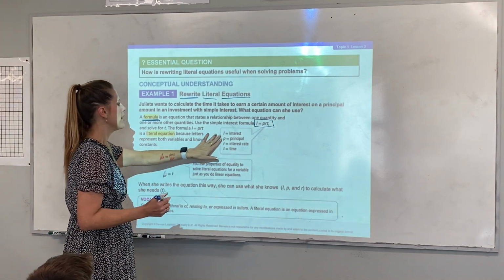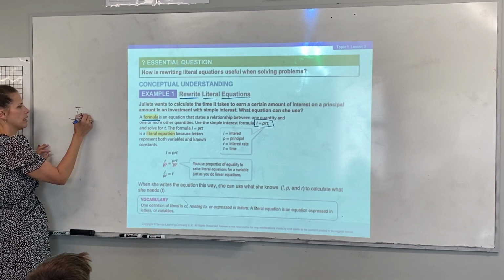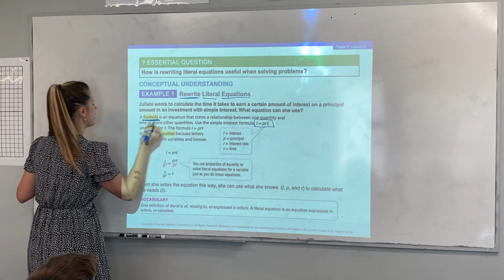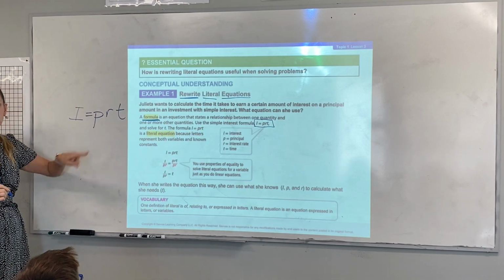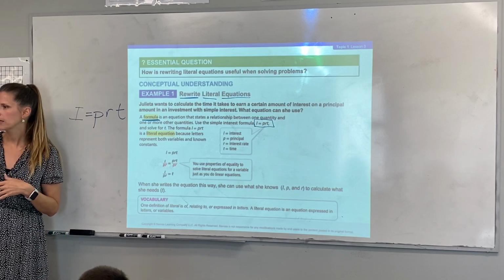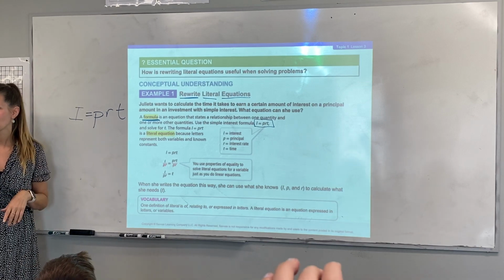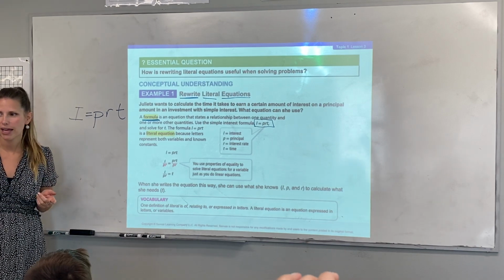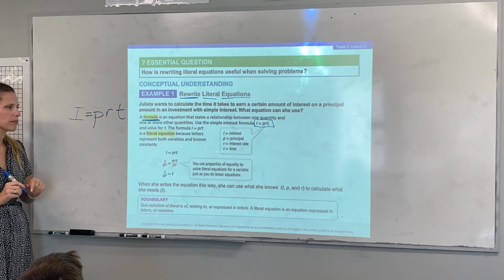So this formula, I equals PRT. Somebody tell me what it means when P, R, and T are all next to each other. It's not trying to spell out a word for you, it's not hangman. Yes, they're multiplying. They're all being multiplied together.